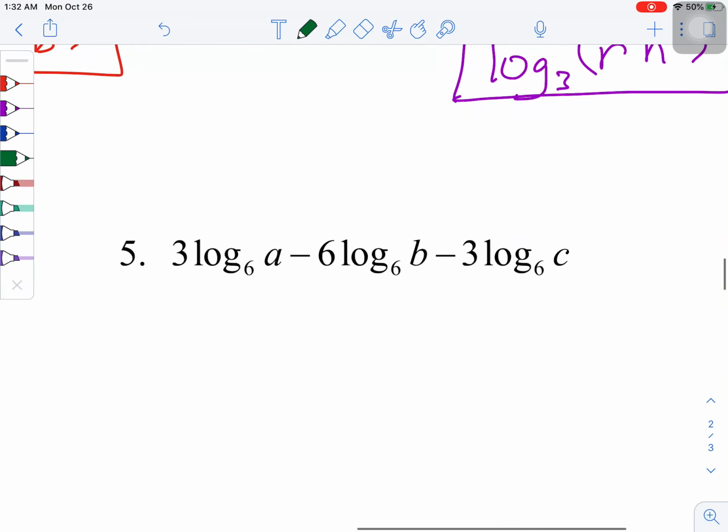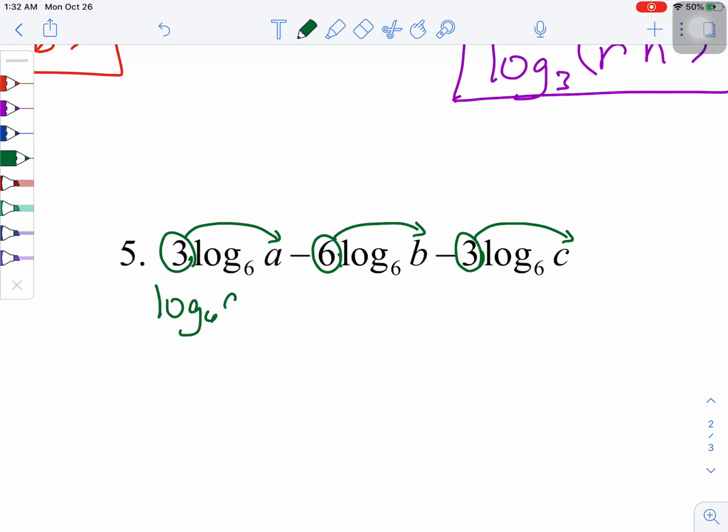All right, last one here. We've got a whole bunch of mess going on here. All right, so we've got 3 here. We're going to fly up that power for A. 6 flies up for B, and 3 is going to fly up for C. So let's do a quick rewrite. So log base 6 of A cubed minus log base 6 of B to the 6th minus log base 6 of C to the 3rd.